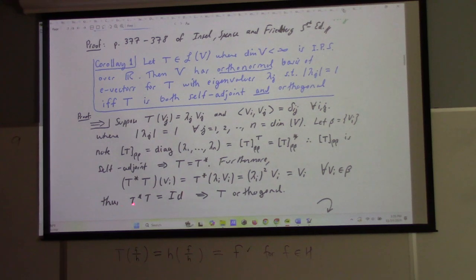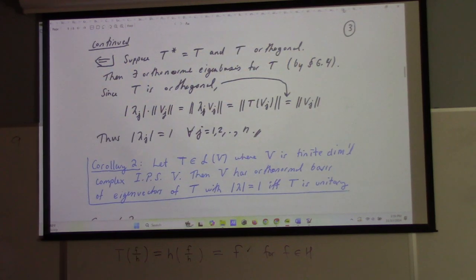But then that implies that T star T is equal to the identity, which in the previous theorem was one of the equivalent conditions for orthogonality. So that's that. The other direction: suppose T is self-adjoint and orthogonal. Then there exists an orthonormal eigenbasis by section 6.4, and since T is orthogonal, we have this step right here. Notice that the absolute value of the eigenvalue times vj is equal to the length of the eigenvalue times vj, but if that's the eigenvector, then that's T of vj. Then again by the orthogonality, the length of T of v is equal to the length of vj, and lo and behold, we get that the absolute value of the eigenvalue is 1.